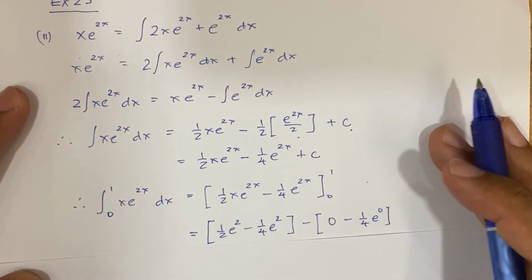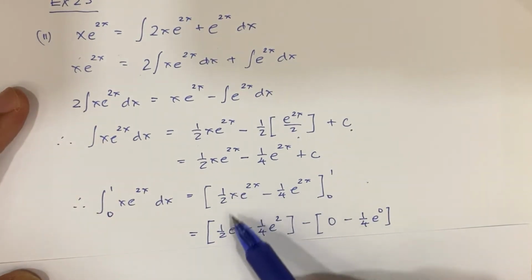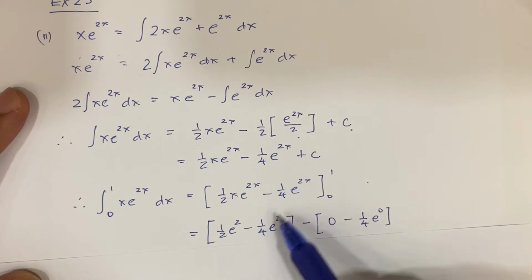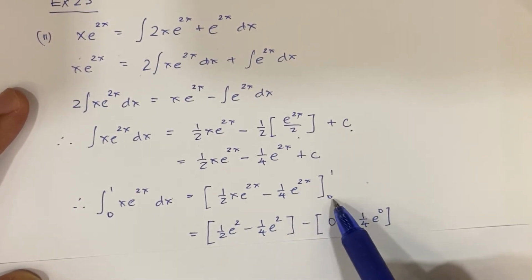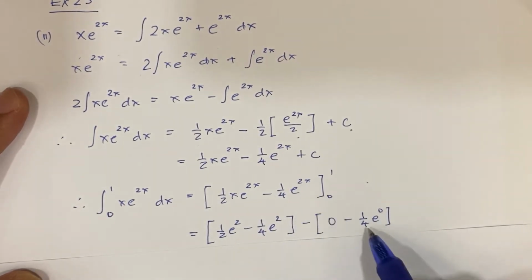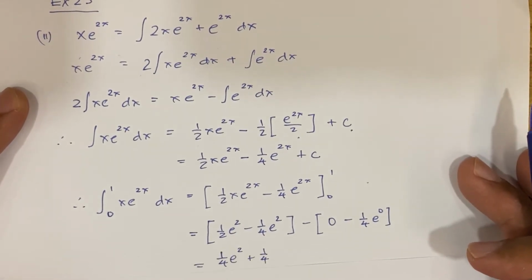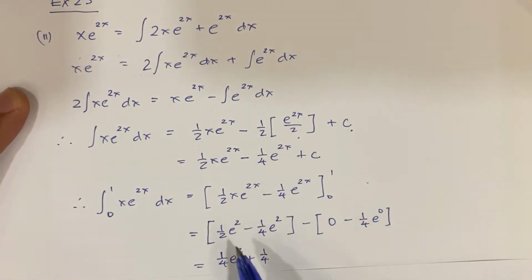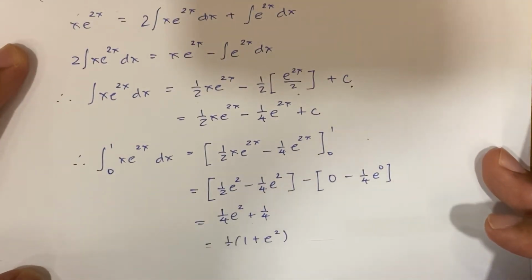So we are going to evaluate this at 1. We're going to have half times 1, half e power 2, minus 1 quarter e, 2 times 1 will be 2, and then at 0, this is going to be 0, and then this is going to be minus 1 quarter e power 0. So we just simplify. We're going to have this. This is just 1 quarter e power 2, and this is going to be plus 1 quarter. And we got this.